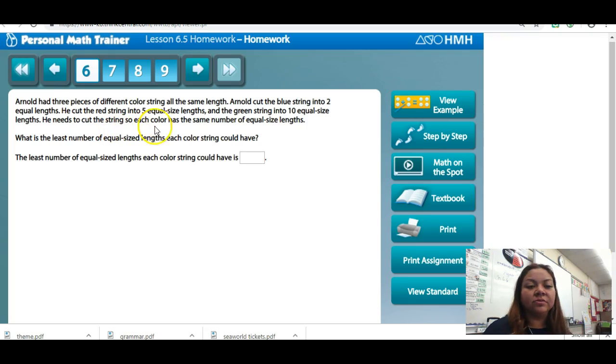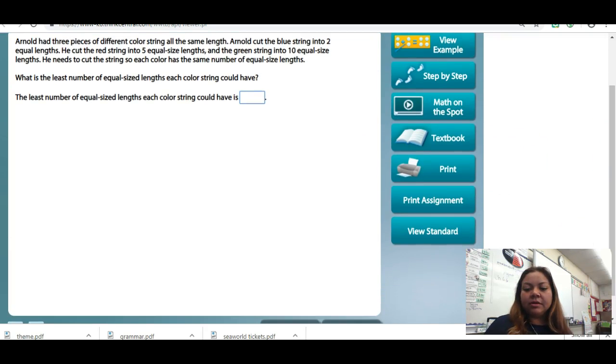He needs to cut the string so each color has the same number of equal size lengths. What is the least number of equal size lengths each color string could have? So you want to look at this.